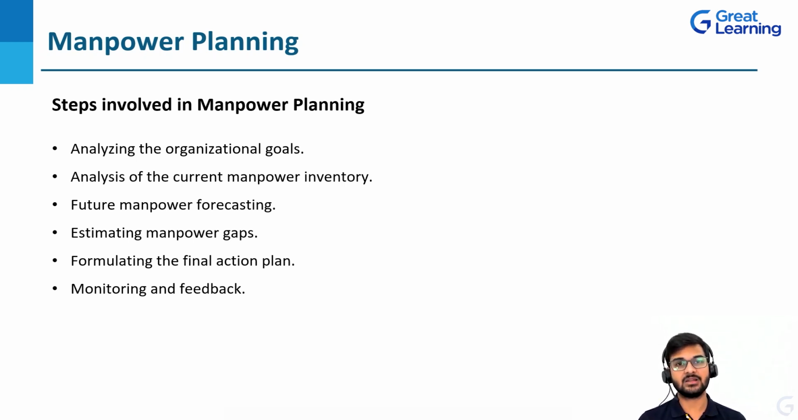Then formulating the final action plan. So if there is a gap, there is a lack of people, we need to hire. So that will go to your recruitment and selection process. If there is excess, then we need to strategize in a different way. Then according to this manpower planning, we basically formulate the final action plan, how we are supposed to go about this entire process. Then monitoring and feedback. That will be constant throughout this manpower planning. If we hire people, we need to see whether that was a right or wrong decision. We need to collect feedback all the time. We need to monitor and supervise this entire process to be relevant within the organization. So these are the different steps involved in this function called manpower planning.